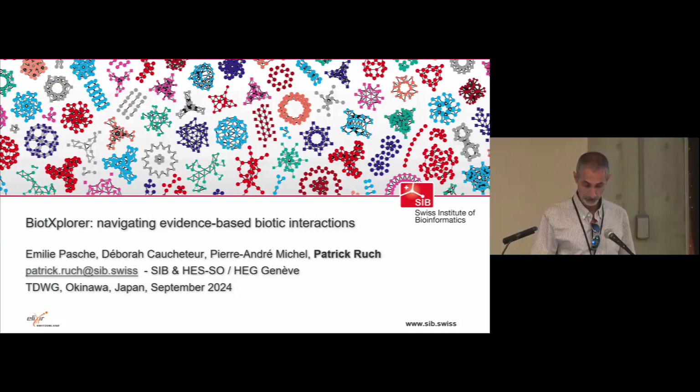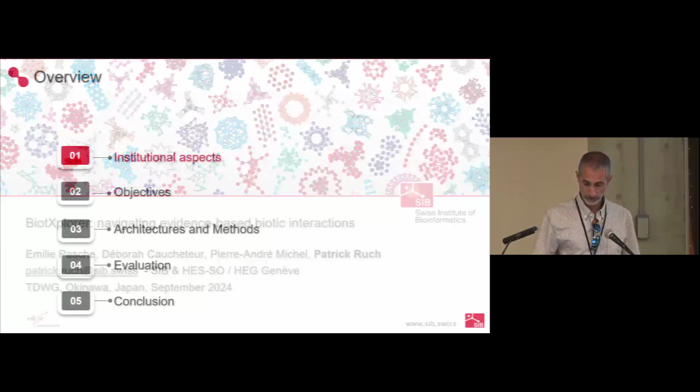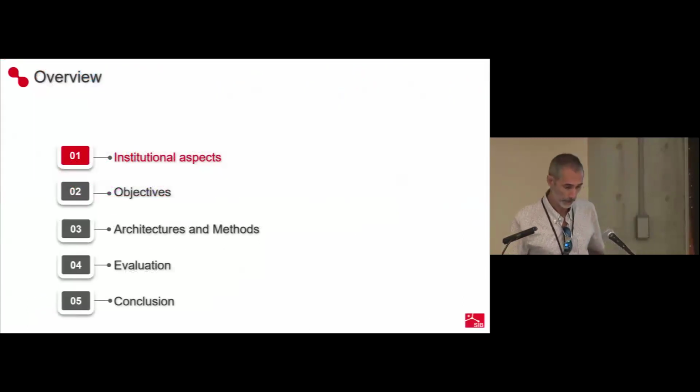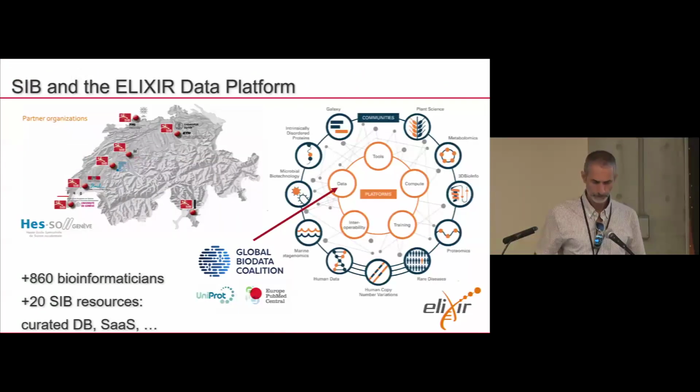About the Biotic Explorer, a tool that has been developed within the context of BiCIKL. So just a few institutional aspects before moving to the objective, architecture and methods, evaluation and conclusion. SIB is an Elixir node, actually the Swiss Elixir node. And Elixir is a large research infrastructure in life science and bioinformatics in Europe.